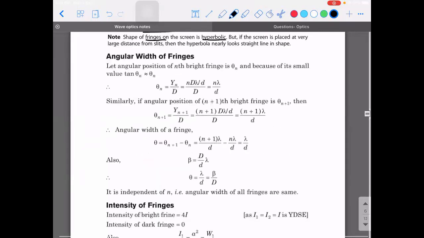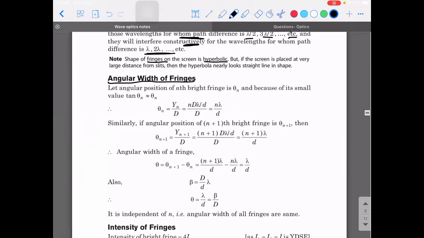So there are a few more formulae that you are going to see. Angular width of fringes. How do you calculate the angular width? I want you guys to tell me. Suppose the source is here. This is the bright fringe. There is another bright fringe. I'm asking you to calculate the angular width here.